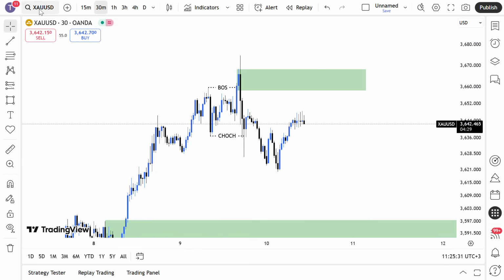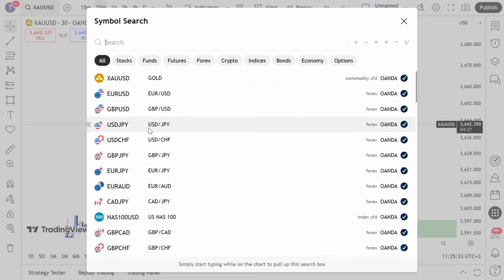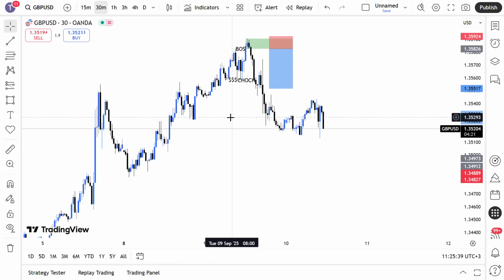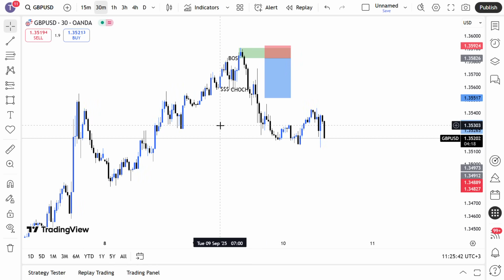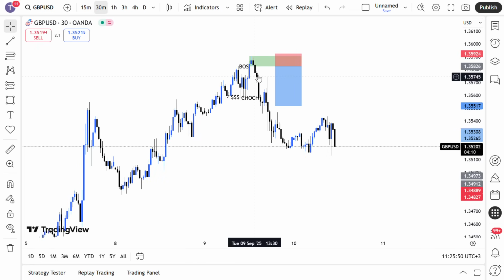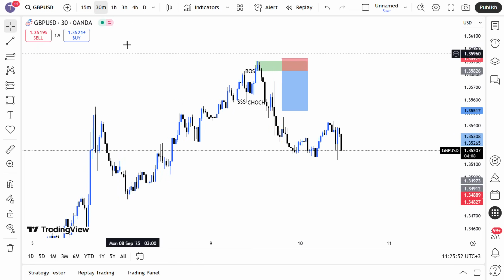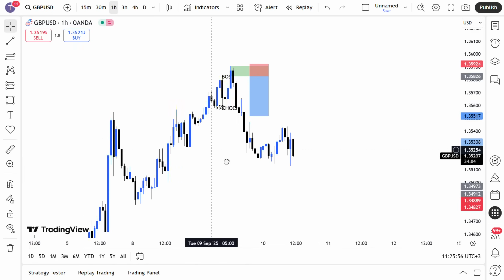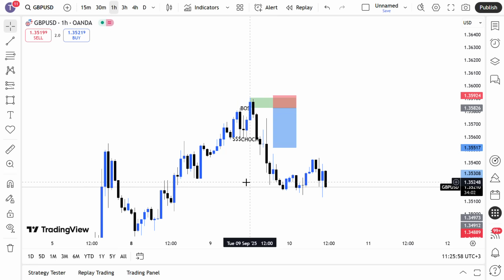So I have an analysis on GBP USD also. On GBP USD, the same thing happened. I was expecting a pullback into this area on the 30 minutes time frame order block, the point of interest, but the market did not come into that area. Instead, the market mitigated the 1 hour order block and then reacted from there.